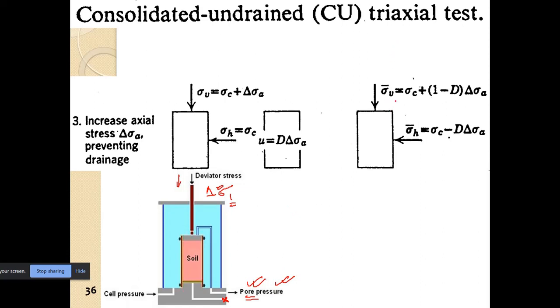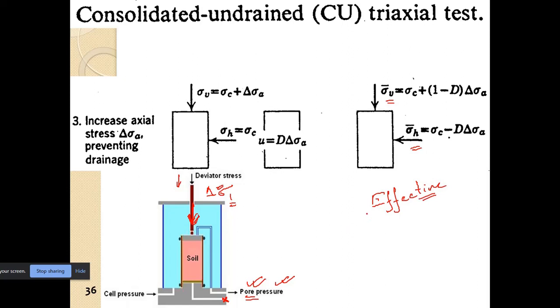All right, so ultimately there will be a change in the effective stresses in the soil as there are changes in the pore water pressure. So in this case, while shearing is occurring, while the axial load is applied onto the soil, there is a change in pore water pressure and therefore a change in the effective stress.